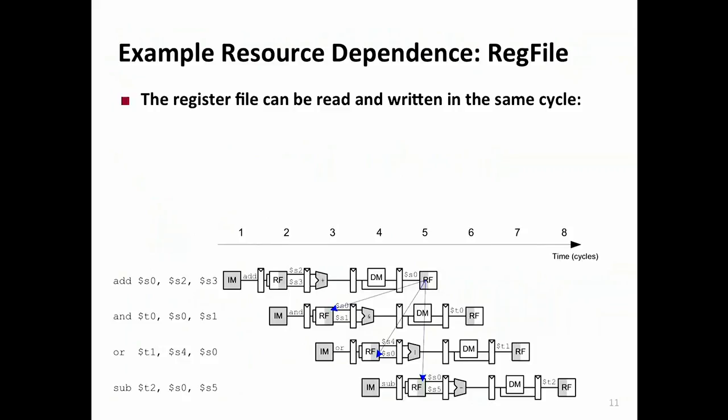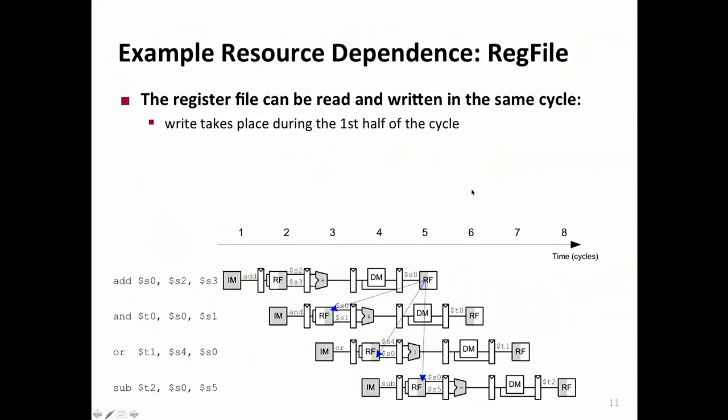I'm going to cover this, and we're going to use this sort of figure throughout this lecture. Basically, what's happening here is you have this add instruction, and you have AND, OR, and sub instructions that are dependent on the result of the add instruction. The add instruction writes to the register file over here, and the AND instruction needs to read the register file over here. We're going to assume that the register file can be read and written in the same cycle.